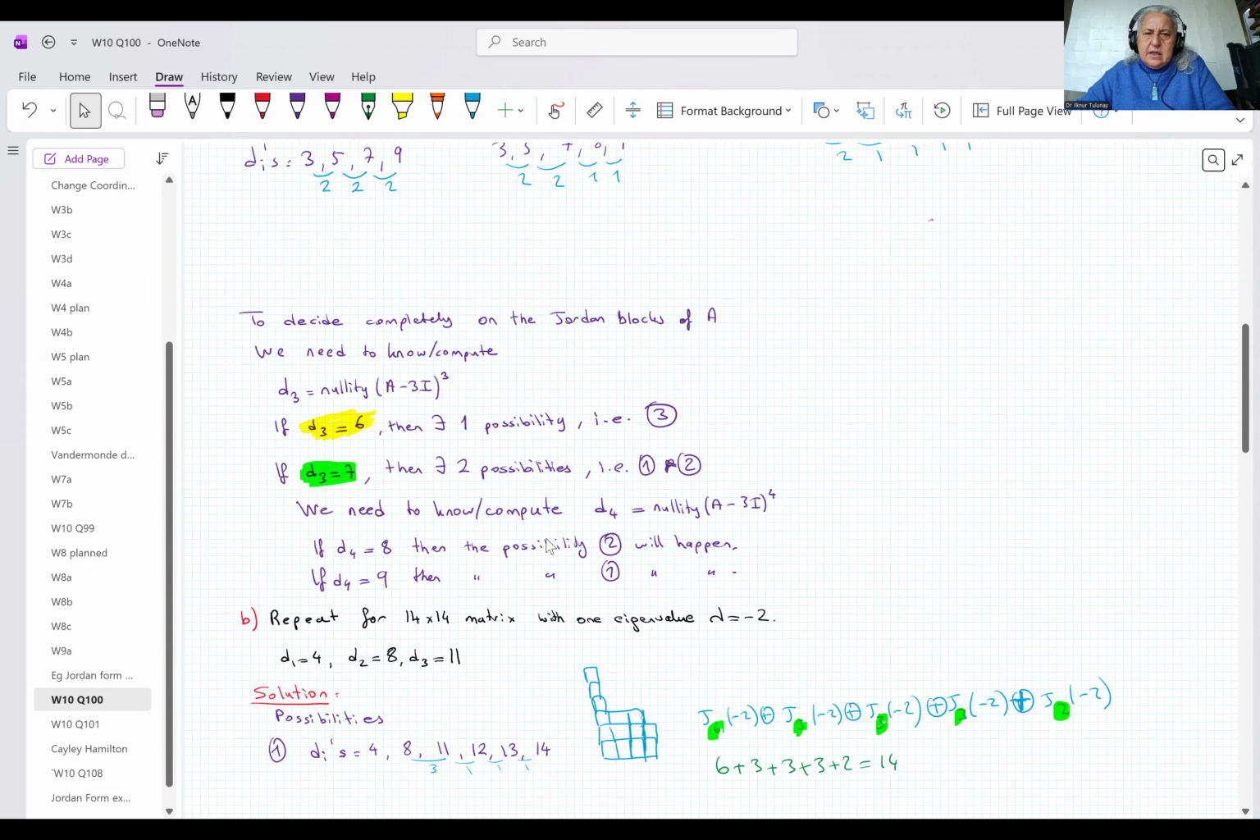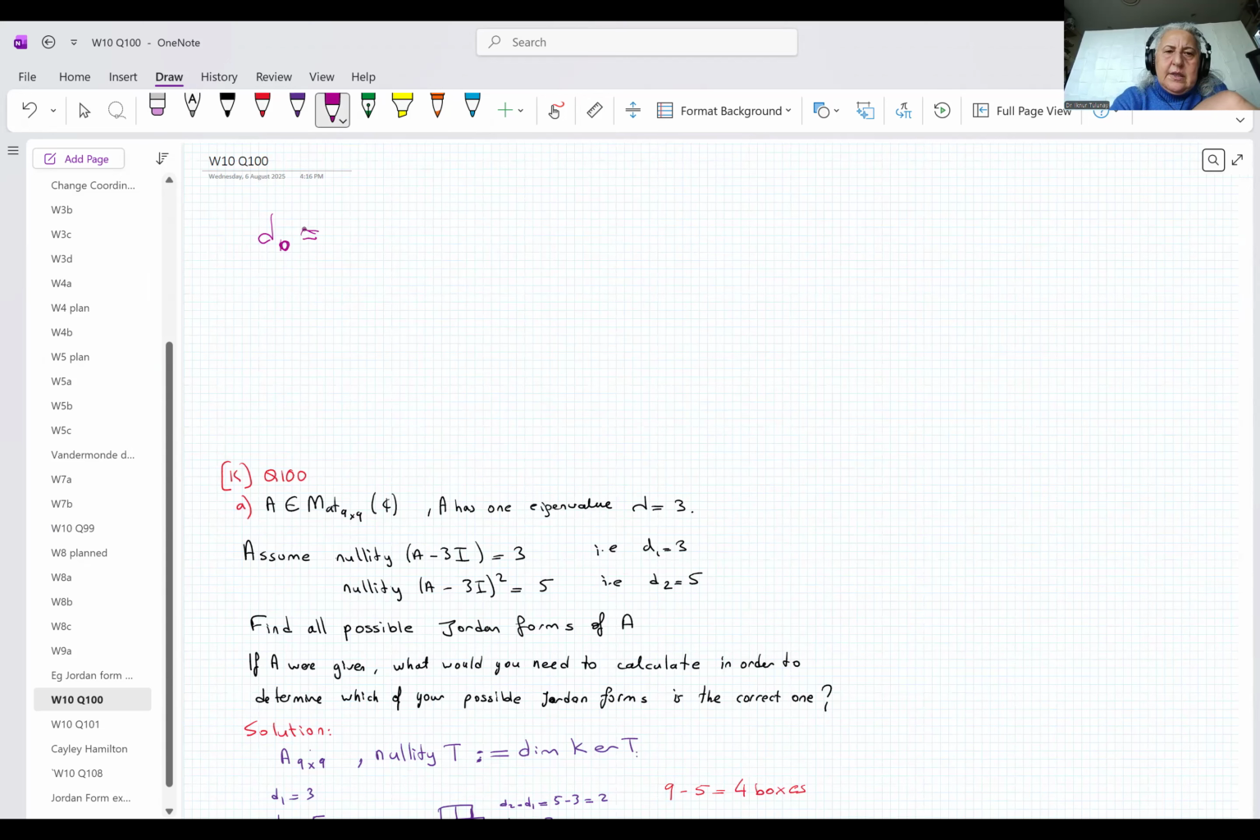So in general, you have to start with d0, and d0 is always 0. And then you have d1. These are the dimensions of the nullity, and they are defined as the nullity of the kernel space of the matrix (A minus lambda I) to the power k.